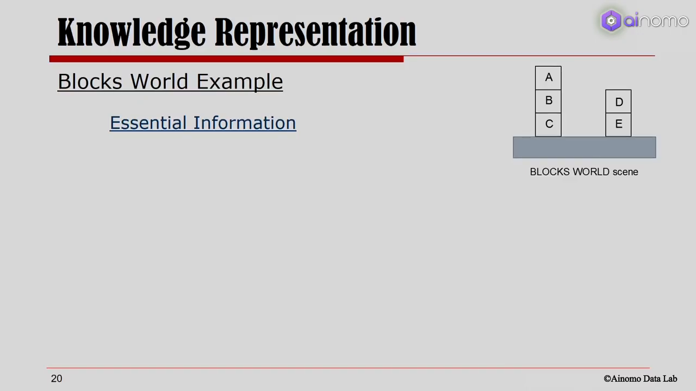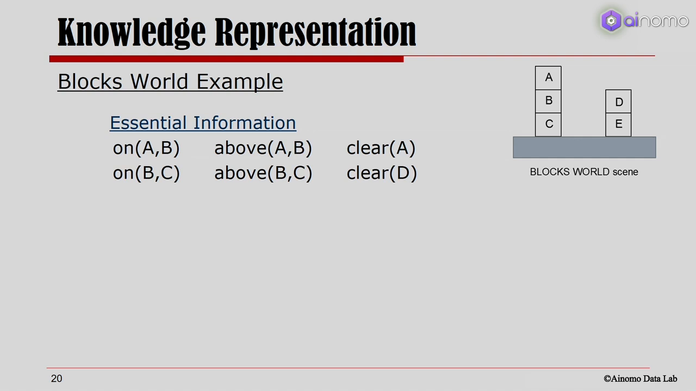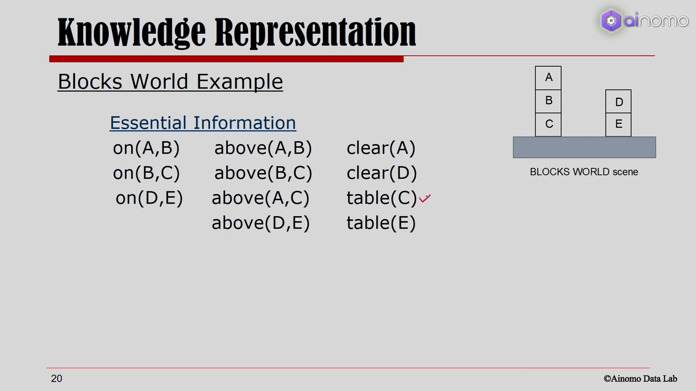Under this scenario, we would now look at an example of the blocks world and try to write down the essential and the general information for this blocks world scene. For the blocks world scene shown on your right, we could write things as on AB, above AB and clear A. We could write similar relations for B and C, and D being clear, we could write clear D. We could write similar relationships of on between D and E and above between A and C. Similarly, we could write that C is on the table and E is on the table. Note that all of these sentences are true under the intended interpretation.